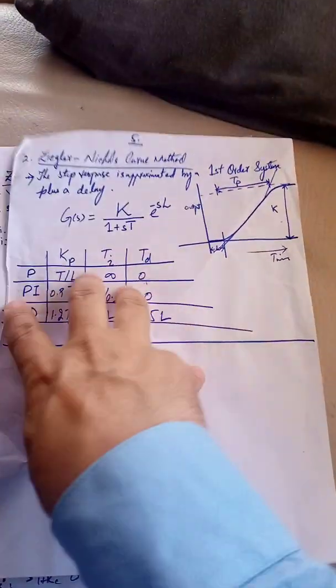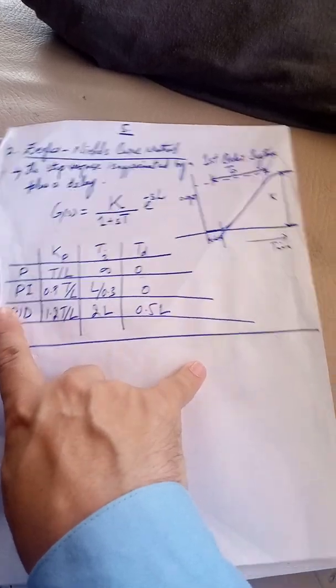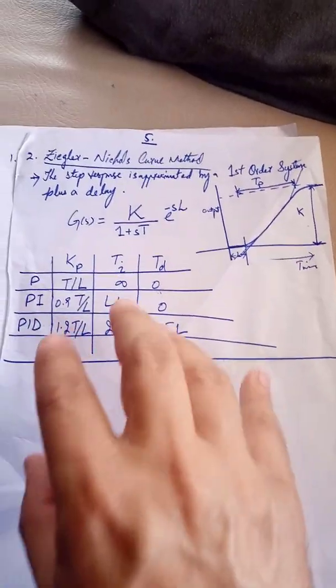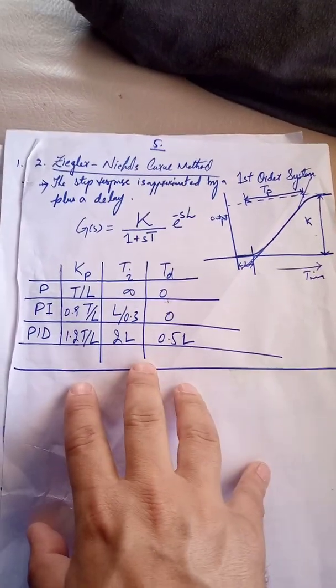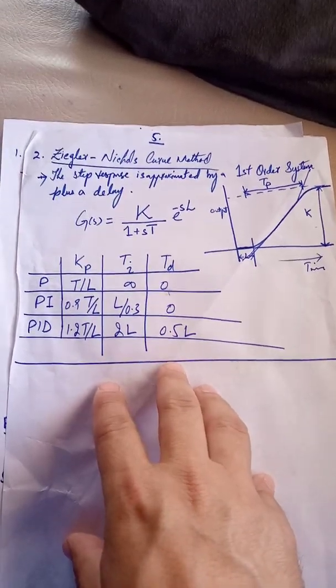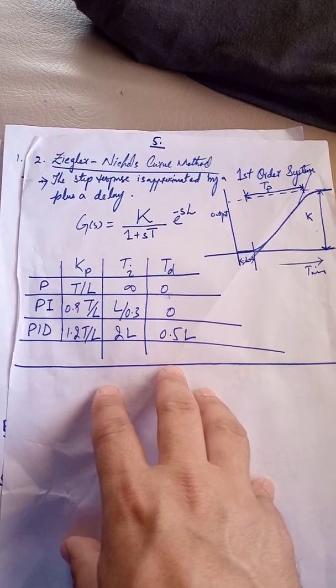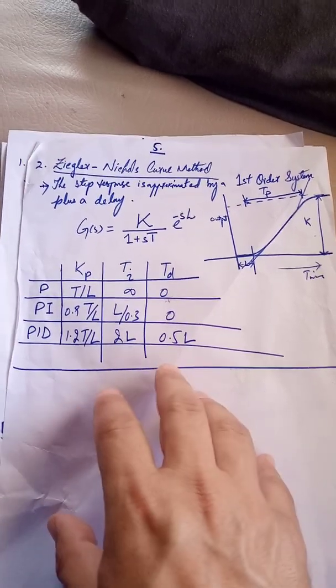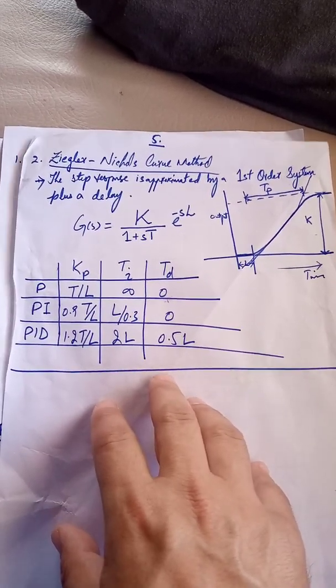So this is the way you can tune your controller. This is very important. Just go through it again and again. I will also upload the next video with further details. So this is the first method that you can use for PID tuning. Thank you.